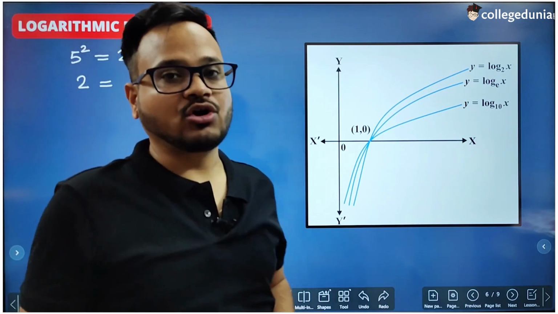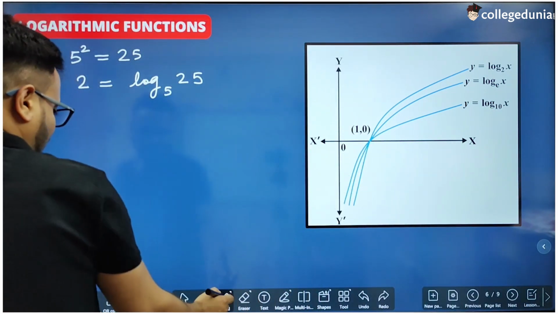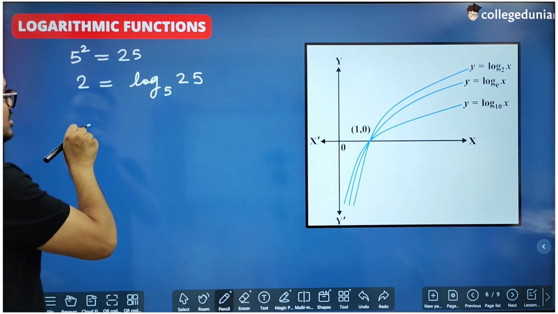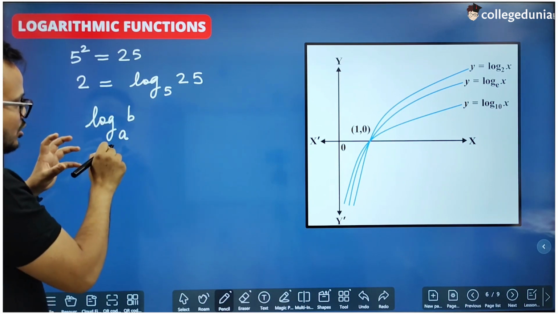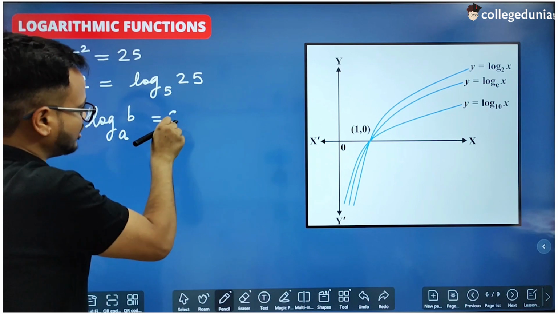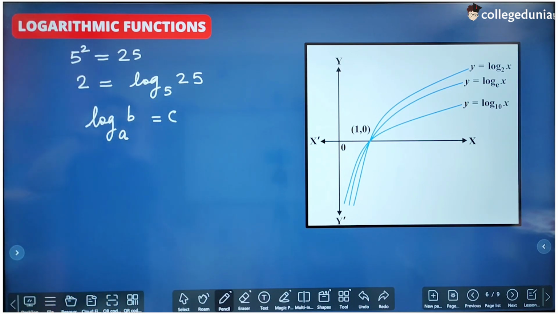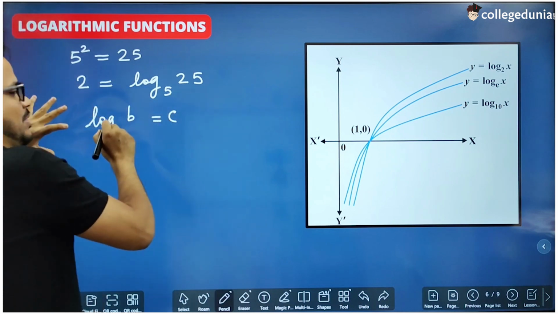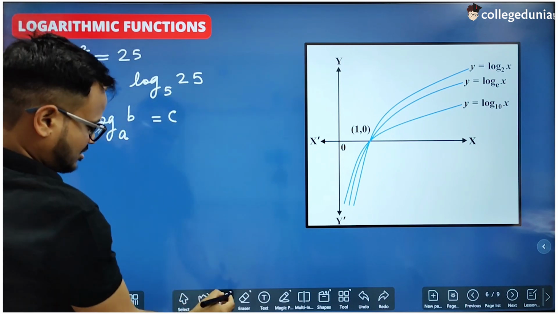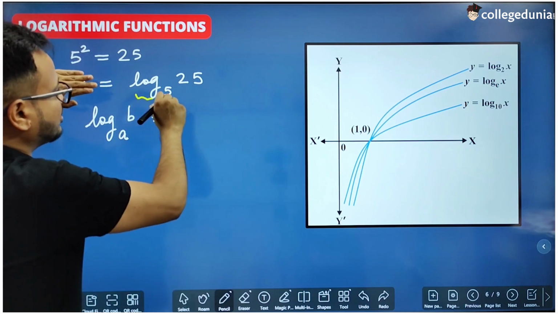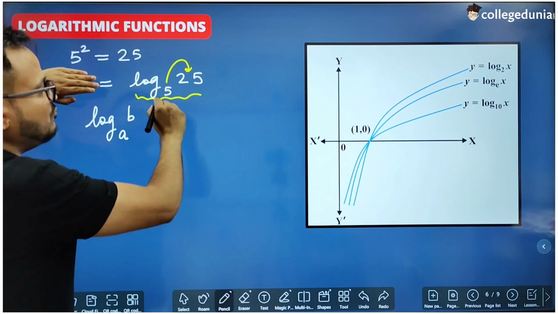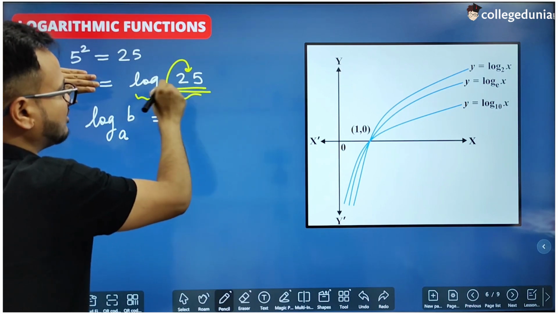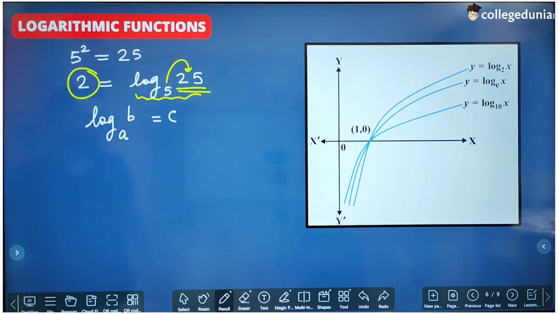So this is the meaning of logarithm, which says, let's write it in general terms. If we are writing log base a b equal to c, then we are saying that a should be raised to power c to get b, right? Just hide this. And what is the meaning of this? It is saying that to what power 5 should be raised to get 25. So 5 should be raised to power 2 to get 25. So log base 5 25 is 2, right?